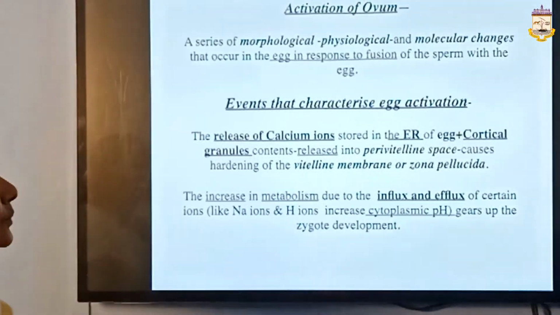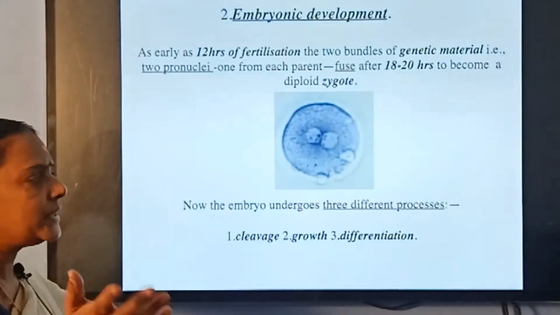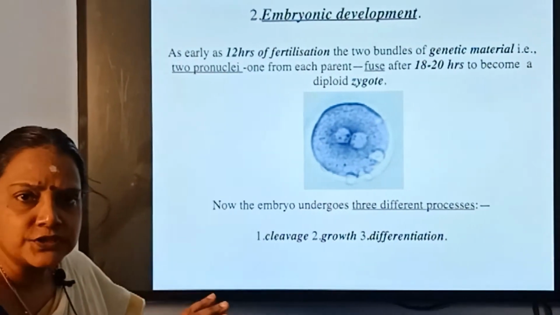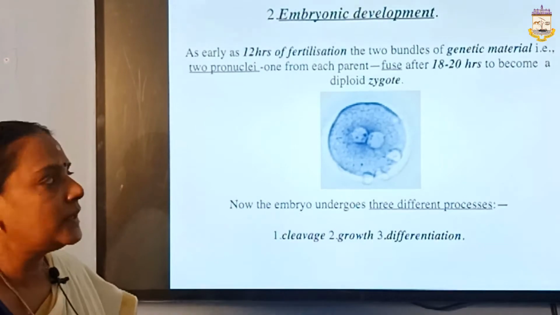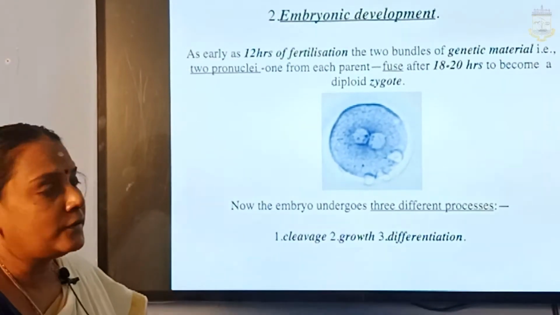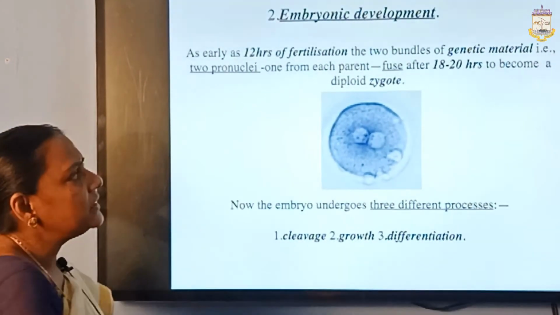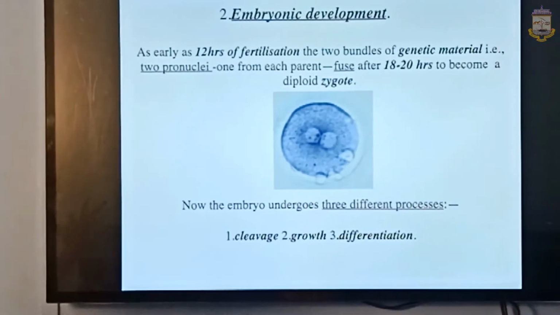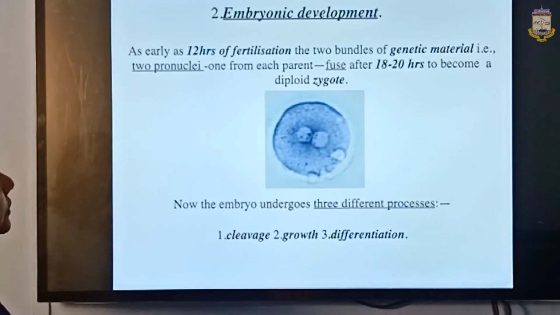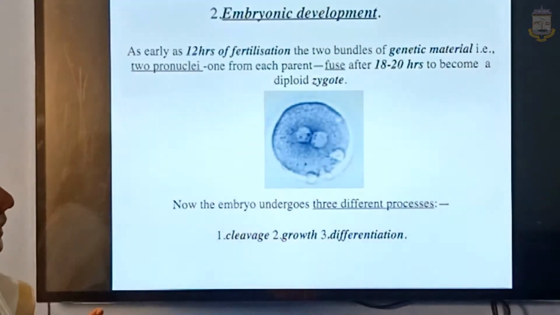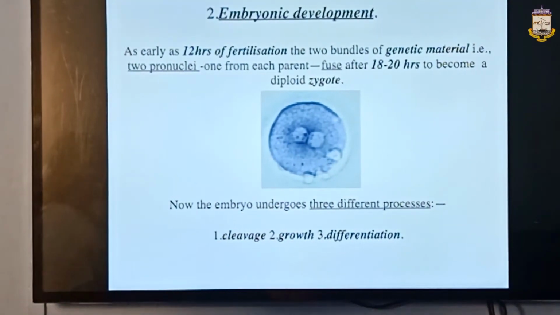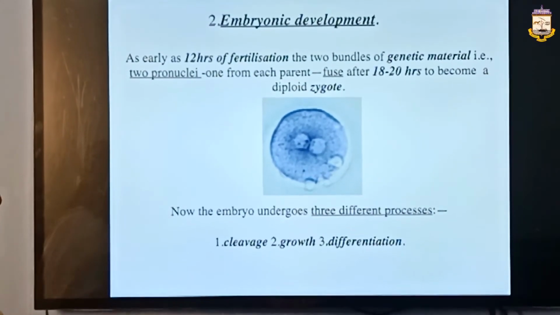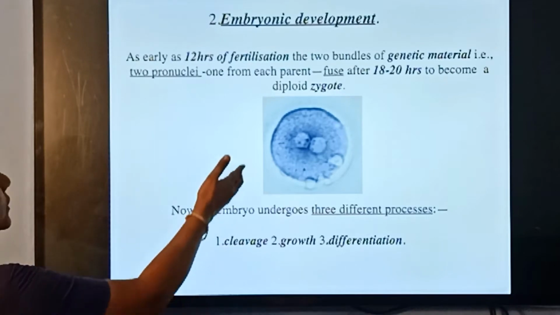Okay, after that what is the next process? Cleavage. Next, the embryonic development starts. So far the fertilization process, the zygote development is over. Now the embryonic development. Now what happens? As early as 12 hours of fertilization, the two bundles, that is the pronuclei, the genetic material of male and female from each parent, will be remaining inside. They will take nearly 18 to 20 hours of time to fuse. So now you get the diploid zygote.